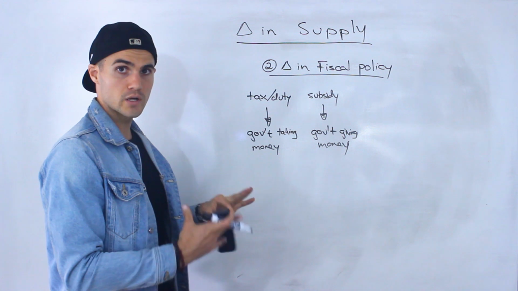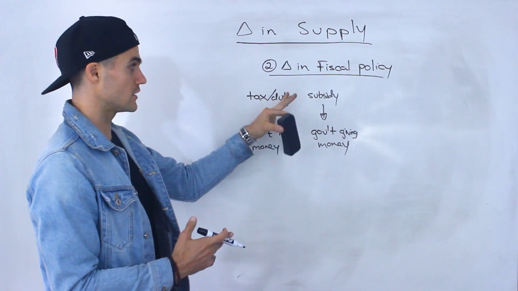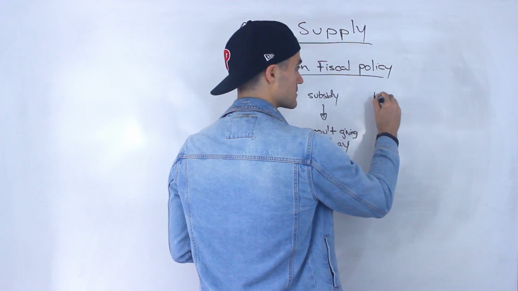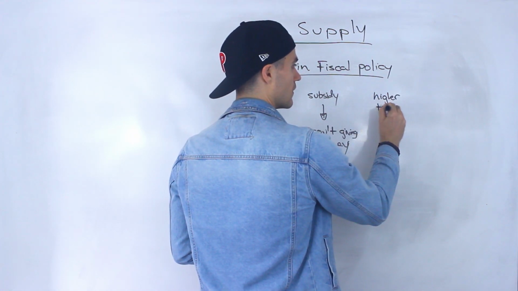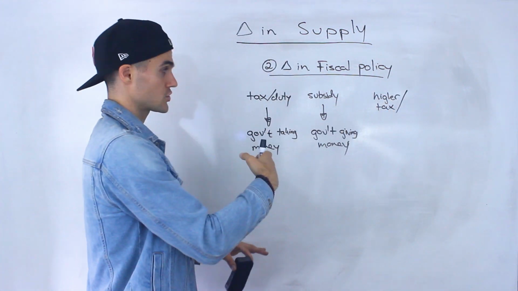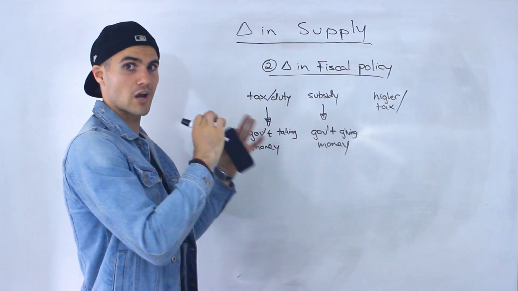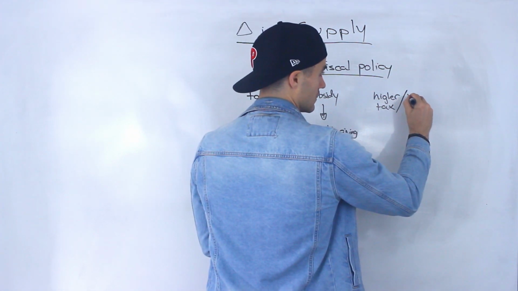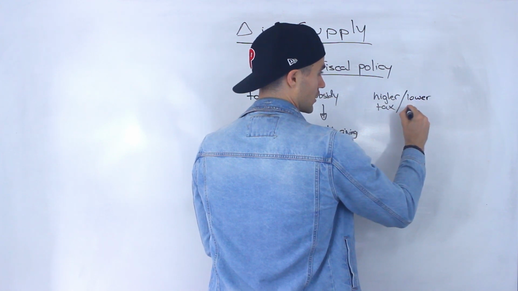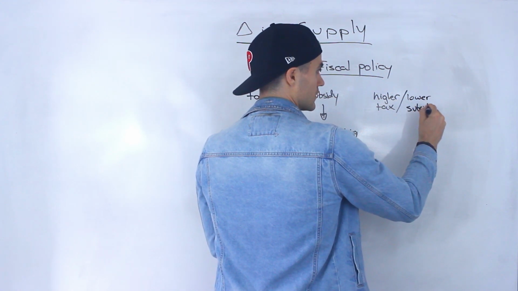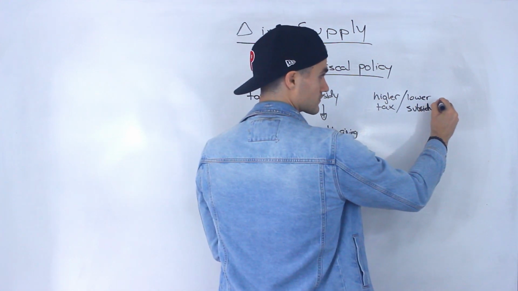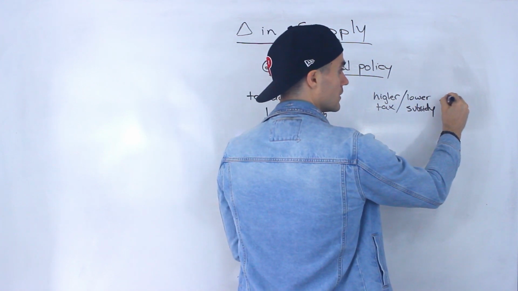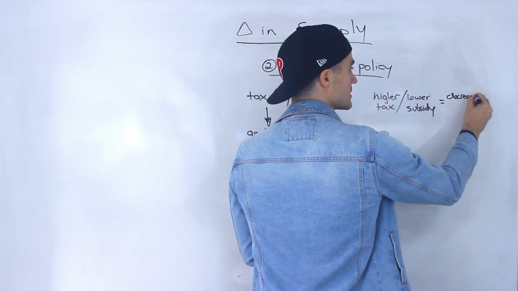So what's going to increase production costs from these two things? Well, either a higher tax, that's going to increase production costs, or if a producer has a certain subsidy and then the government lowers it, that's going to increase production costs as well. So a higher tax or a lower subsidy increases production costs, so that would then mean a decrease in supply.